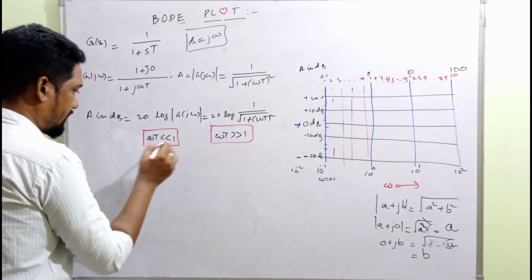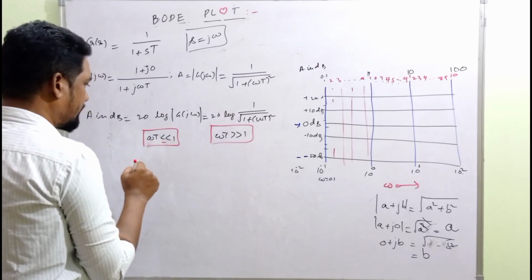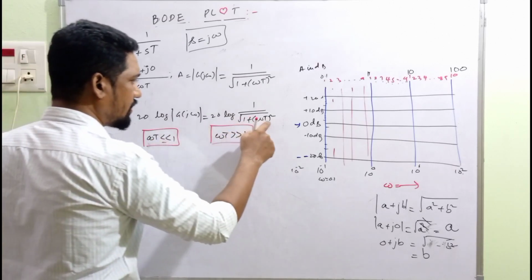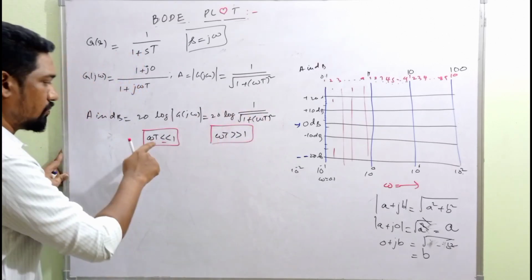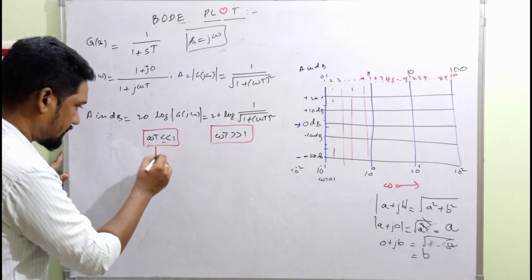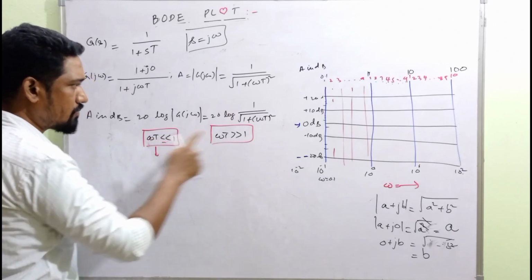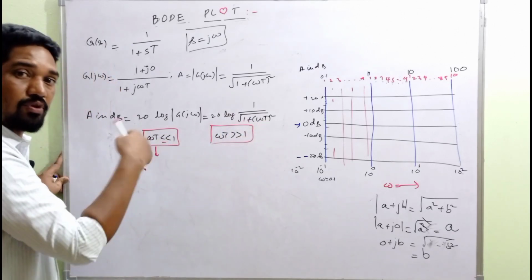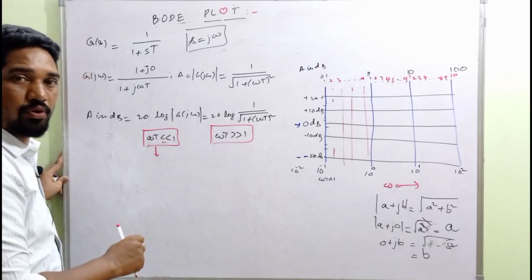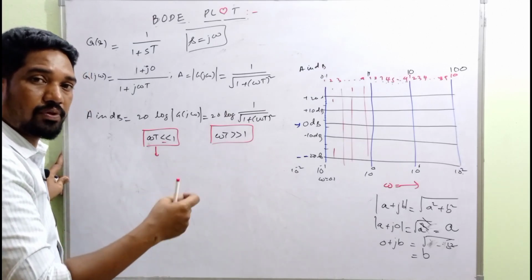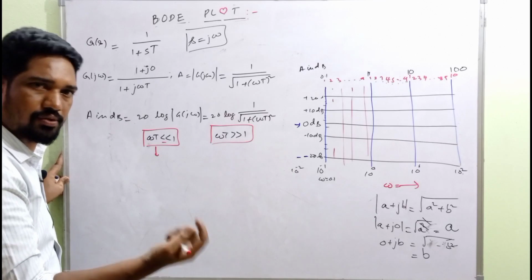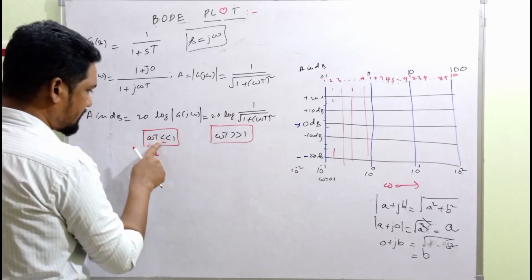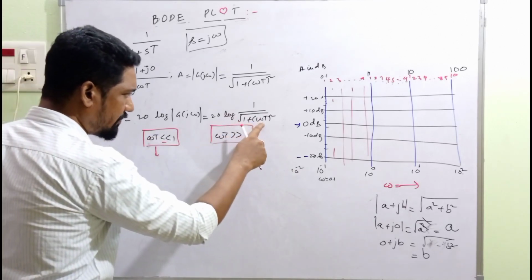So if ωT is very much less than 1, (ωT) whole square will be even more less than 1, isn't it? I repeat, if ωT is less than 1, (ωT) whole square will be even more less than 1. ωT equals 0.1, 0.1 whole square is 0.01, isn't it? So in that case, this can be neglected.